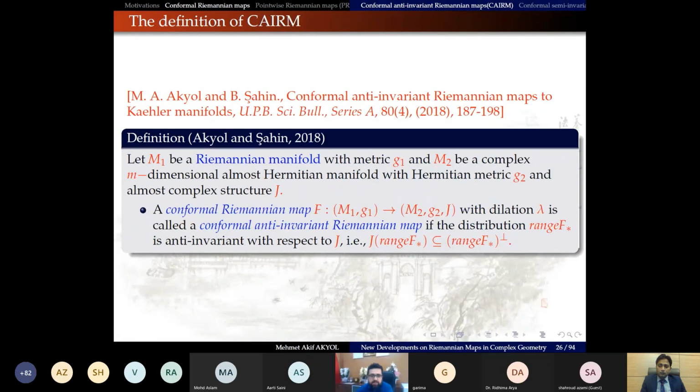Now we can give the conformal anti-invariant Riemannian map. If this map is a conformal Riemannian map, we obtain a conformal anti-invariant Riemannian map. In this case, we should know that for a conformal Riemannian map there is a function, the dilation of the map, which is not equal to zero, and the second condition in the definition of conformal Riemannian map. In isometry, we preserve distance between vector fields, but in the conformal case, we preserve the angles between vector fields. So the geometry is changing because of this function.